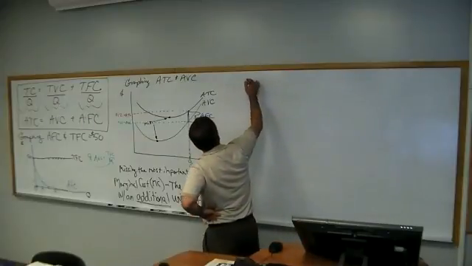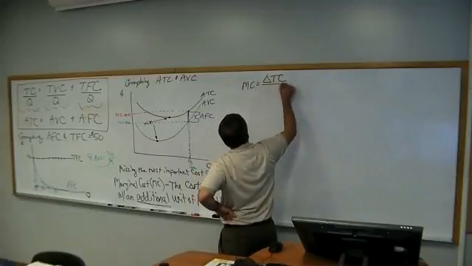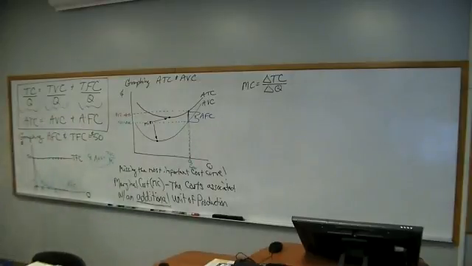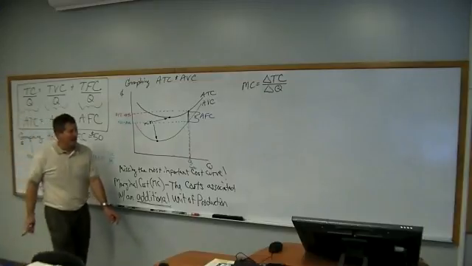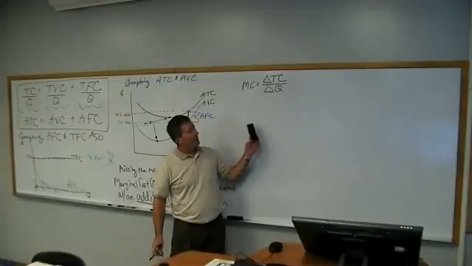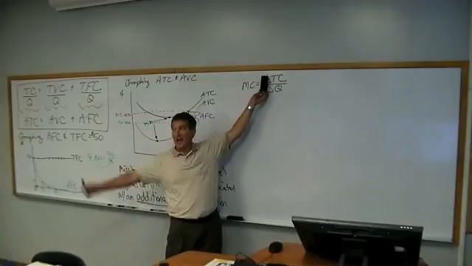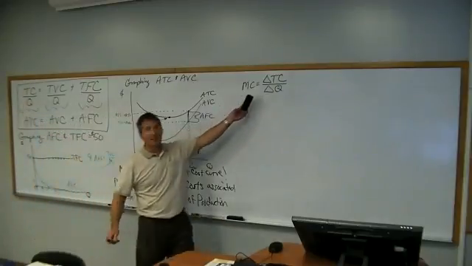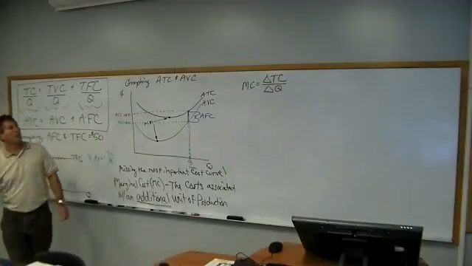Flipping on our equation goggles, marginal cost is equal to the change in total cost divided by the change in quantity. Now, if you're not careful, this formula looks suspiciously like what? Average total cost, check it out. Average total cost is this. This one looks like this. What's the difference? The little deltas, the little triangles, so that we're adding on something else.